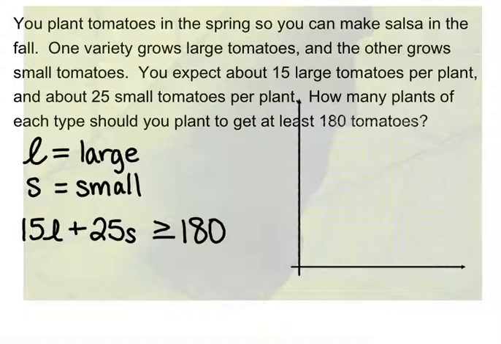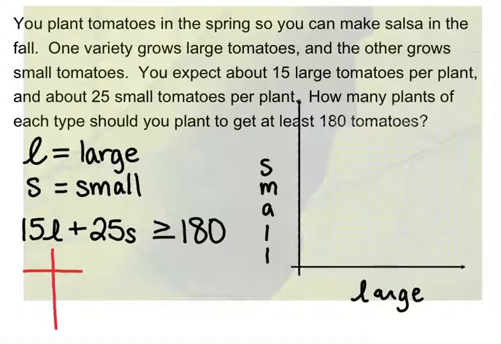Okay, so I have my large. Now, don't forget, if you do yours in reverse and you have your smalls on your X and your large on your Y, that's fine. Just make sure you label it so I can see what it is. Because what will happen is your graph would be a reflection of mine. Okay, so now I'm going to make my table. I have large and small.